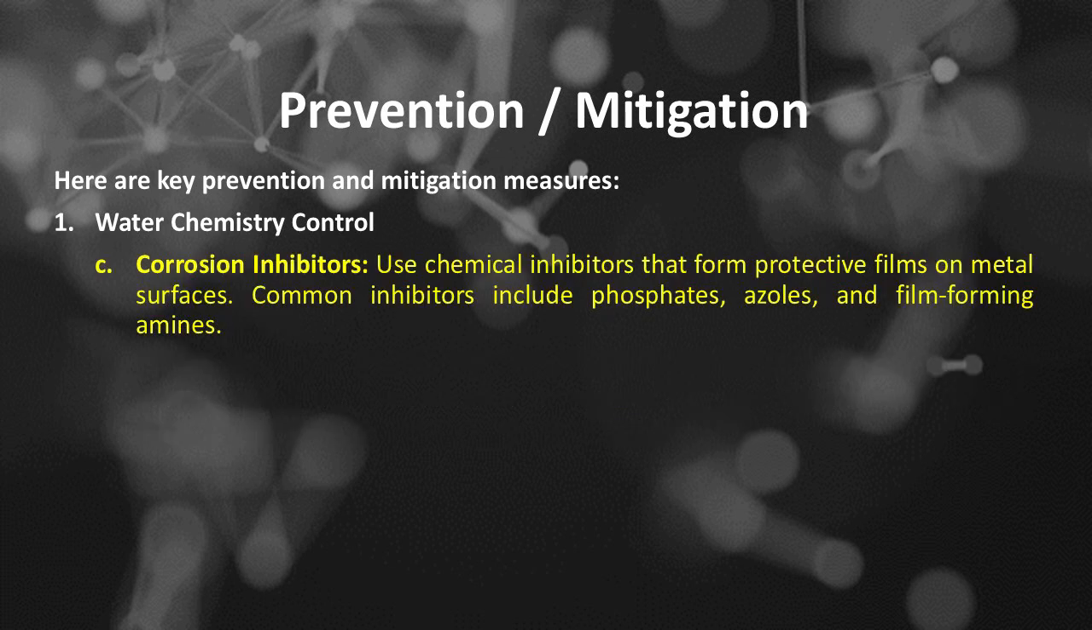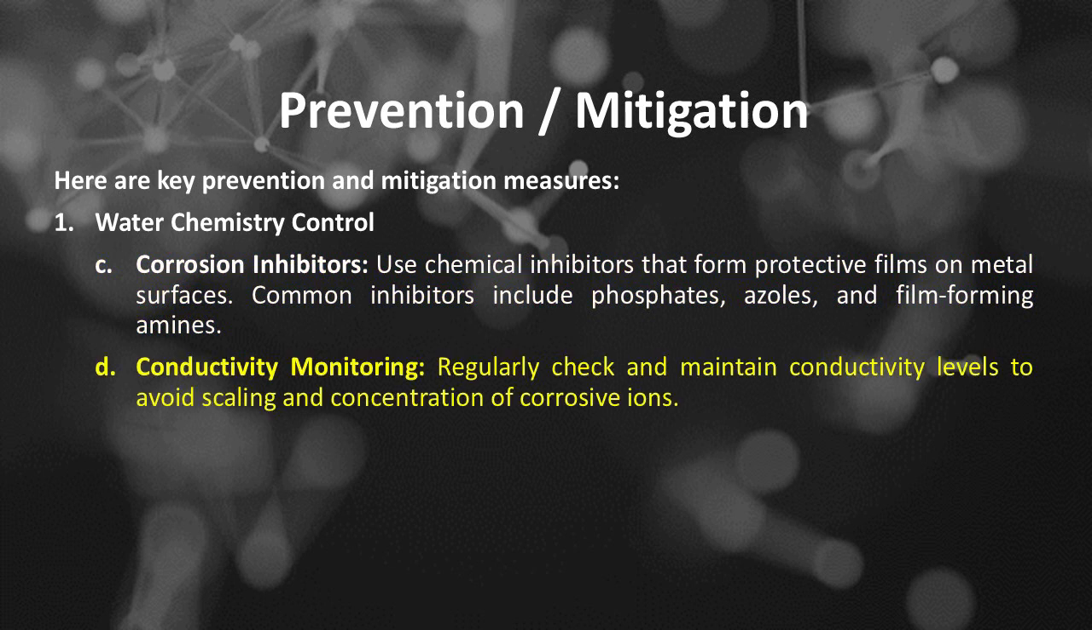Number C, of water chemistry control is corrosion inhibitors. Use chemical inhibitors that form protective films on metal surfaces. Common inhibitors include phosphates, azoles, and film-forming amines. Number D, of water chemistry control is conductivity monitoring. Regularly check and maintain conductivity levels to avoid scaling and concentration of corrosive ions.